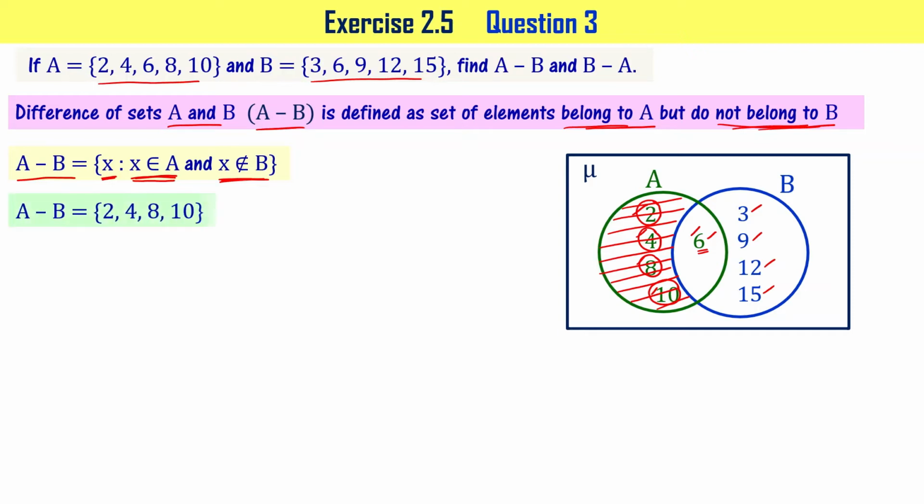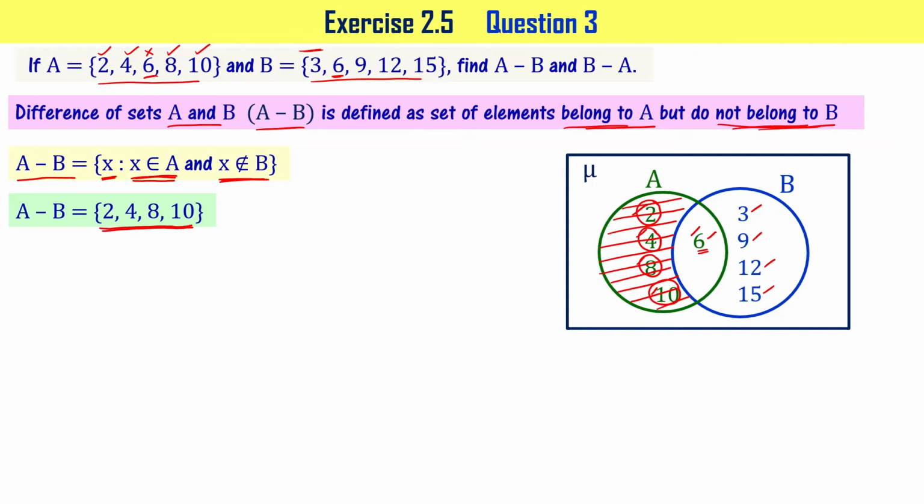So let me write A minus B. It has the elements 2, 4, 8 and 10. The reason is that 2 is present here but not in the set B. 4 is present here but not in the set B. Whereas 6 is present here and in the set B also. That's why we are not including 6. When it comes to 8, it is present only in the set A. And when it comes to 10, it is also present only in the set A. That's why A minus B is going to have elements 2, 4, 8 and 10.